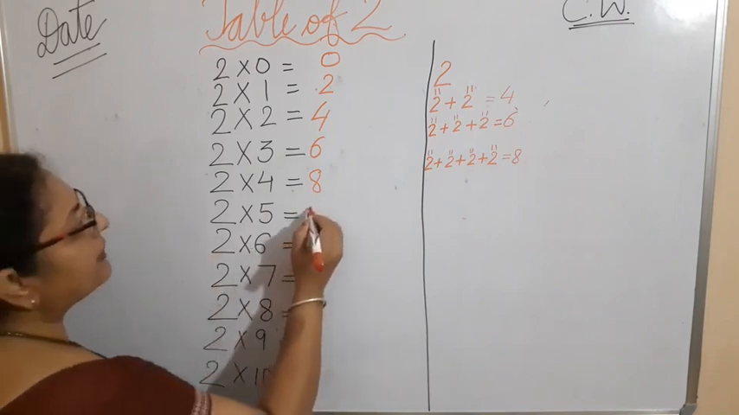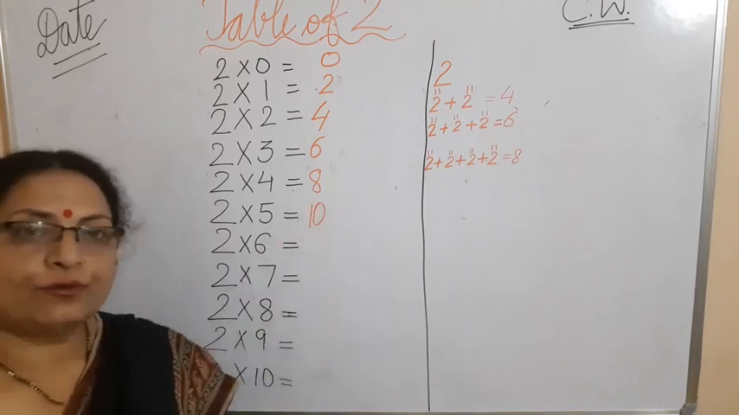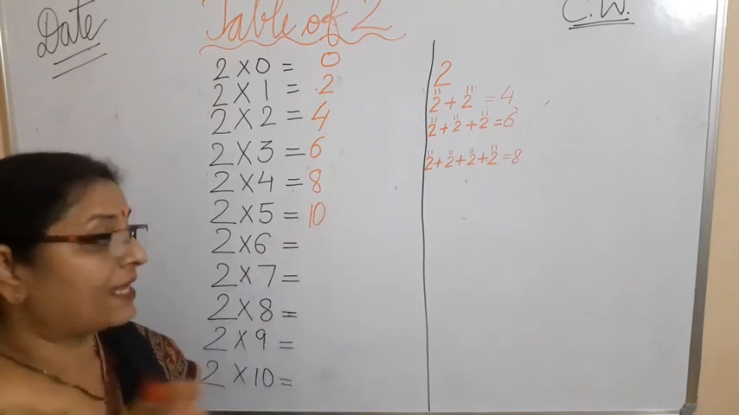2 fives are 10. You have to add here 2 five times.